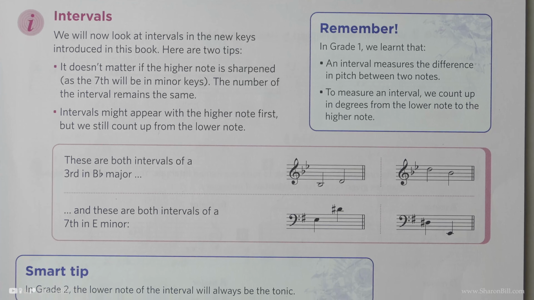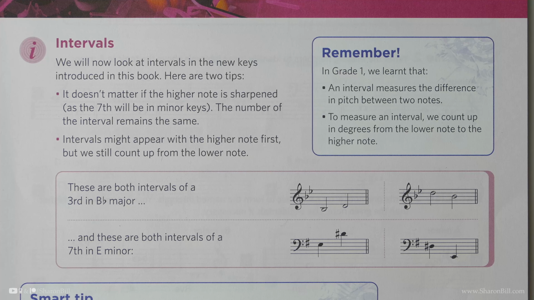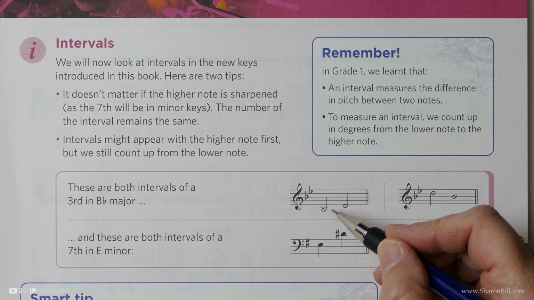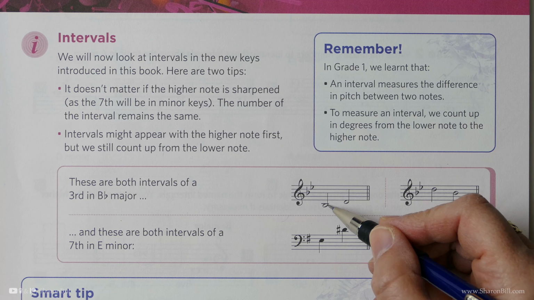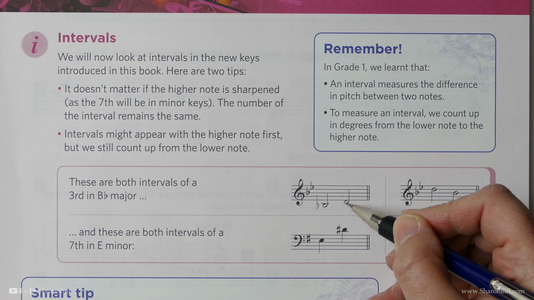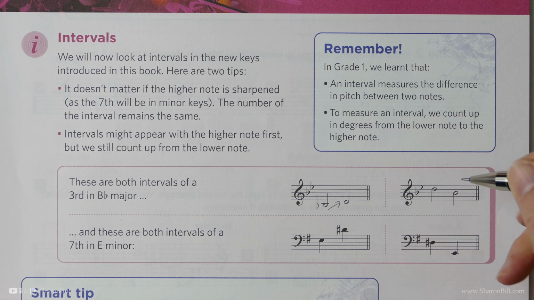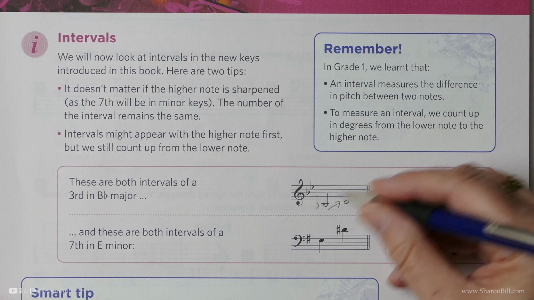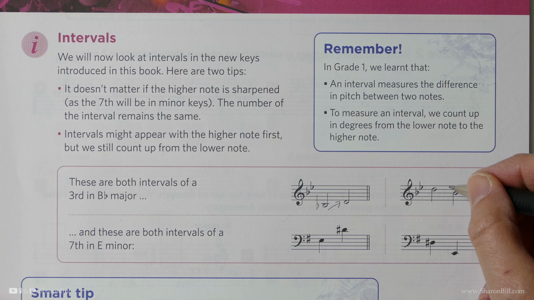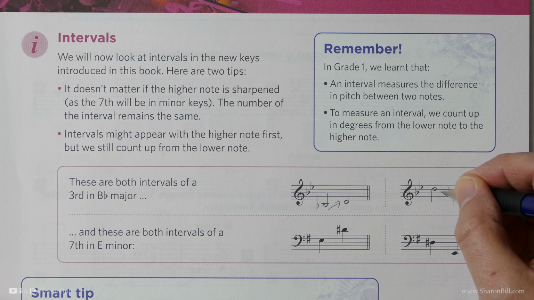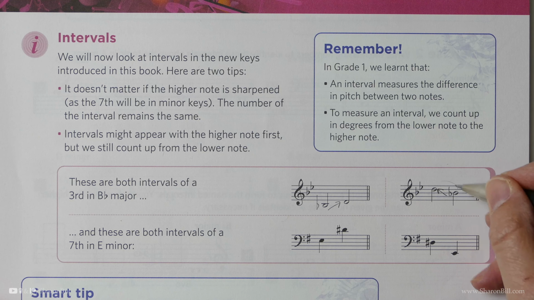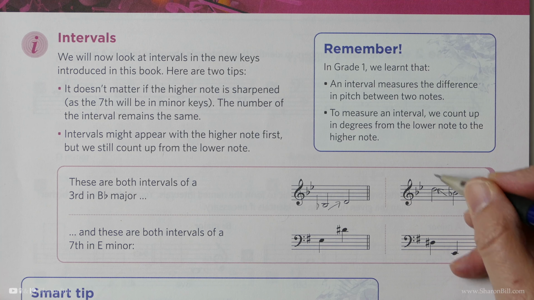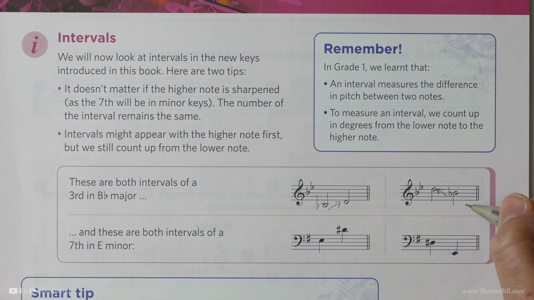We always count upwards, and in this grade we're always going to be counting up from the tonic. And so here we can see that we have a B flat because of the key signature to a D. And although this is the other way round, and it's a different octave of course, here we have a B flat to a D. We always count up regardless of what order the notes come in. We always count up in intervals.